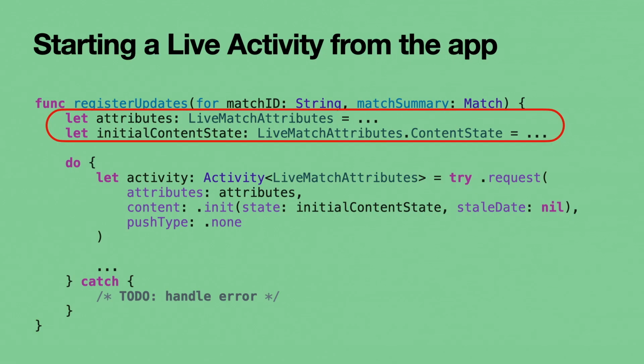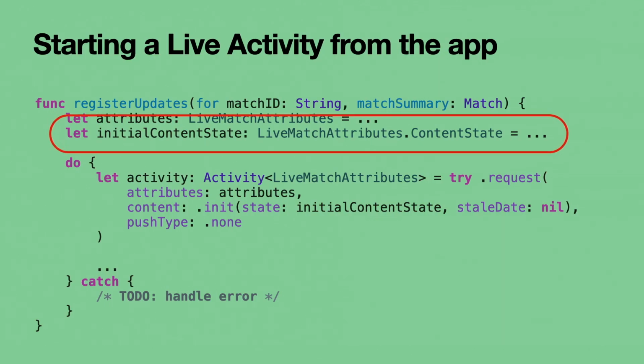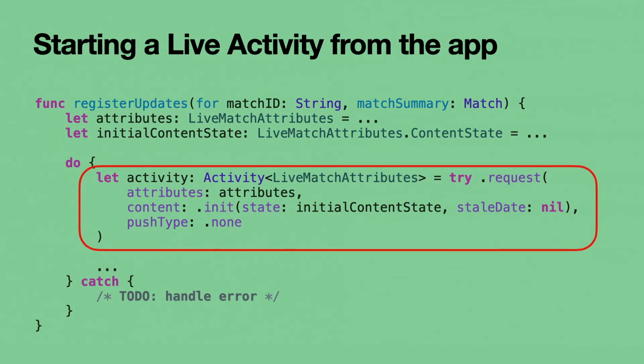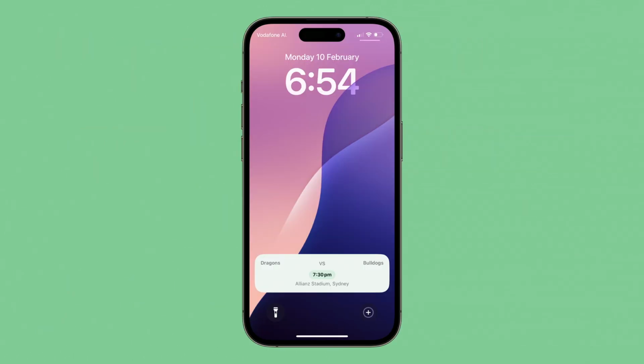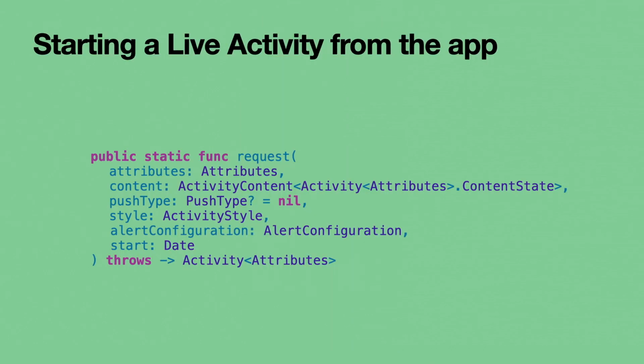I'll break it down. So we start by constructing each of those two data models that we defined before. So we've got our attributes and our content state. We just construct them based on the latest match information that we might have from our server. And then to actually start the live activity, we call this request method. And this exists on any activity type. We pass it the state, and that's it. It will appear on the lock screen. ActivityKit will be responsible for rendering the view, showing it with the latest state. And that's what it looks like in our app's case.